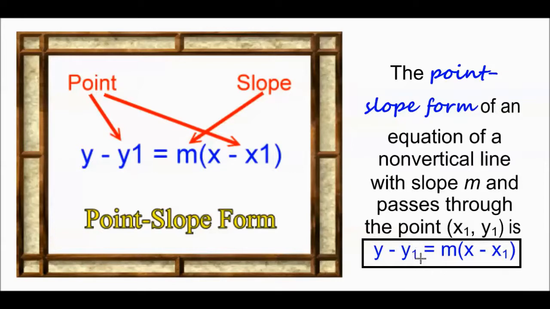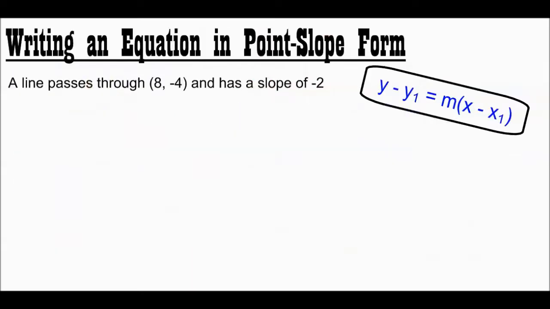Point slope form of an equation of a non-vertical line, meaning it cannot be straight up and down, with slope m, that passes through the point x of 1, y of 1 is y minus y of 1 equals m times x minus x of 1. That's point slope form. Write it big in your notes with a big box around it, and it helps to draw arrows to signify that y of 1 and x of 1 are your actual points, and m is your slope. If you were to write an equation in point slope form and they gave you those key components, you really can just plug them in like you did with the slope intercept form example.